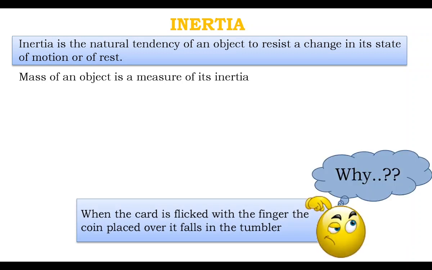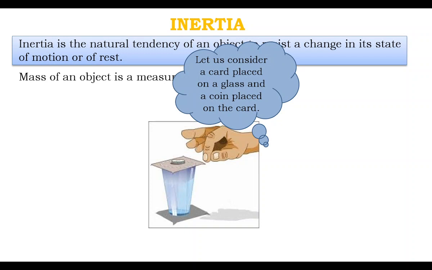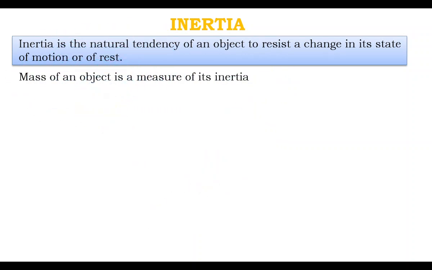This is very common example in our NCERT book, or at home you can see or perform that. Keep a coin on the cardboard and flick that cardboard, then the coin will fall in the glass. Why? Due to inertia. Because due to inertia, it will resist the change. It will not allow itself to change along with the motion. When we flicked, the cardboard will move, but the coin will fall in the glass. Right? This is all happening due to inertia.